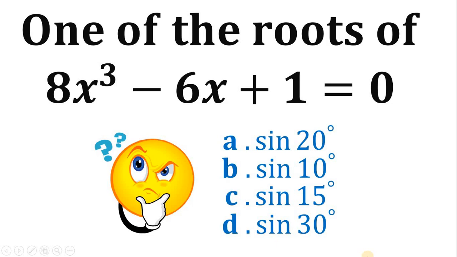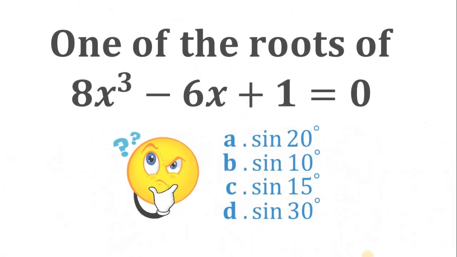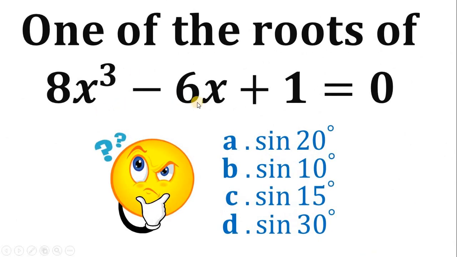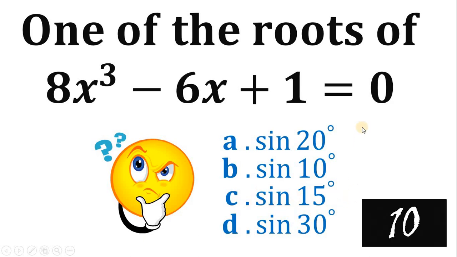Can you solve this math challenge? Here's the question. One of the roots of 8x cubed minus 6x plus 1 equals 0 is letter A, sine 20 degrees, letter B, sine 10 degrees, letter C, sine 15 degrees, or letter D, sine 30 degrees. You can pause this video if you want to give this problem a try.